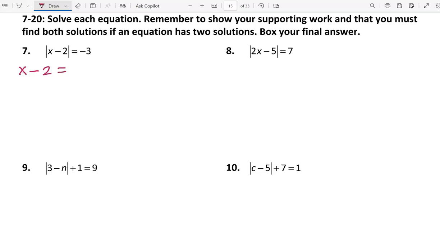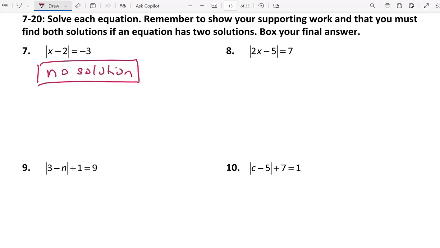However, we need to actually think about this. Before we do anything, we need to think about the absolute value of what number is equal to -3. Oh my gosh, there's no number whose absolute value is equal to -3. So we can actually stop right there and say this equation has no solution. If you have an absolute value that is said to be equal to a negative number, you may stop right there and say no solution.